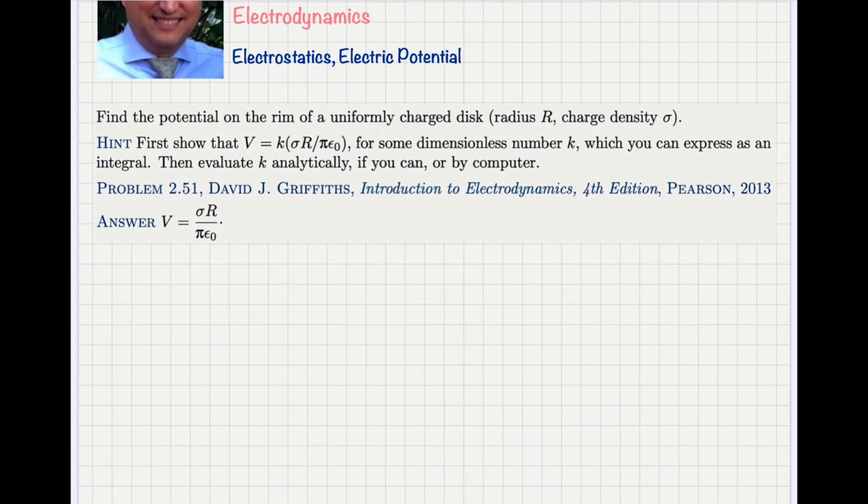So assume that this is your disk, uniformly charged with charge density sigma, and you want to find the potential at a point on the rim. First of all, from the symmetry, you understand that it does not matter on which point I calculate this potential, because all of them have the same potential. So let me choose this point as the point on the rim that I want to calculate the potential at.